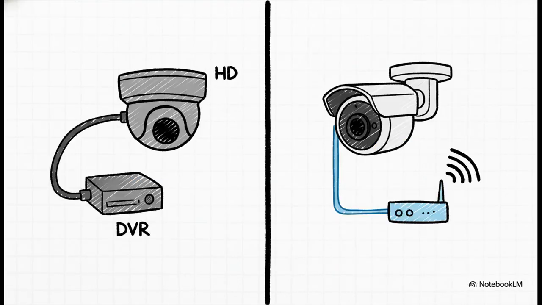So here's the plan. We are going to decode the tech. We're going to break down the two main players in the security camera world today. That's high-definition analog, we'll just call them HD, and Internet Protocol, or IP. I promise, by the time we're done here, you'll know exactly which one is the right fit for you.